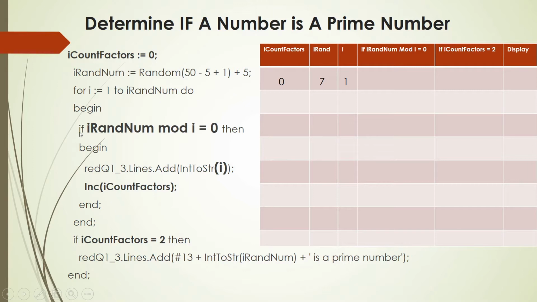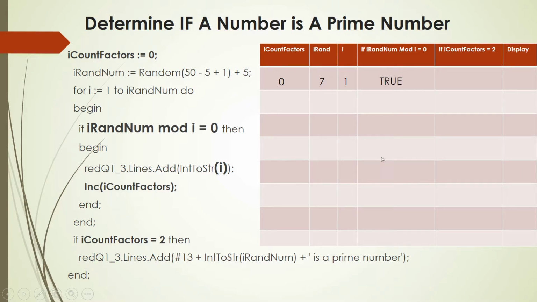So I'm checking in my if condition, is the random number mod I? Remember, mod is the operator that gives you the remainder. Is the random number mod I equals 0? So I am checking, the random number is 7. 7 mod 1. Is the remainder 0? So you're asking yourself, 1 can go into 7 seven times. Yes, my remainder is 0. So if my remainder is 0, this condition evaluates to true.